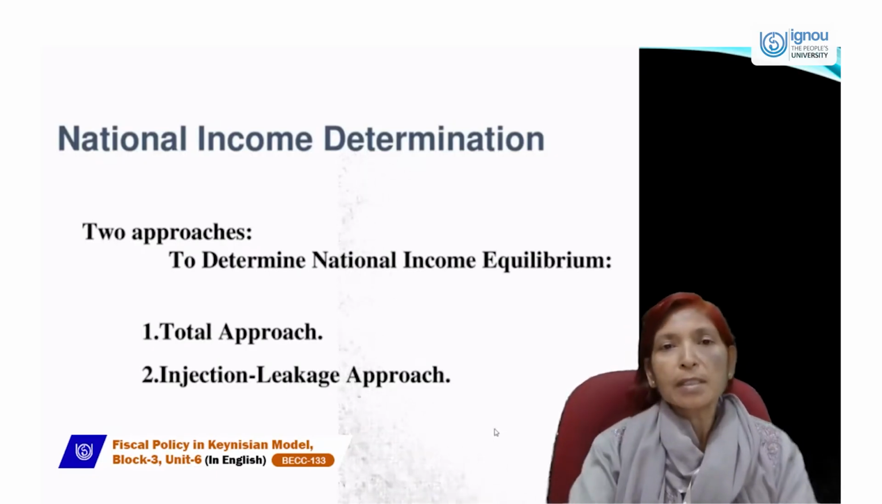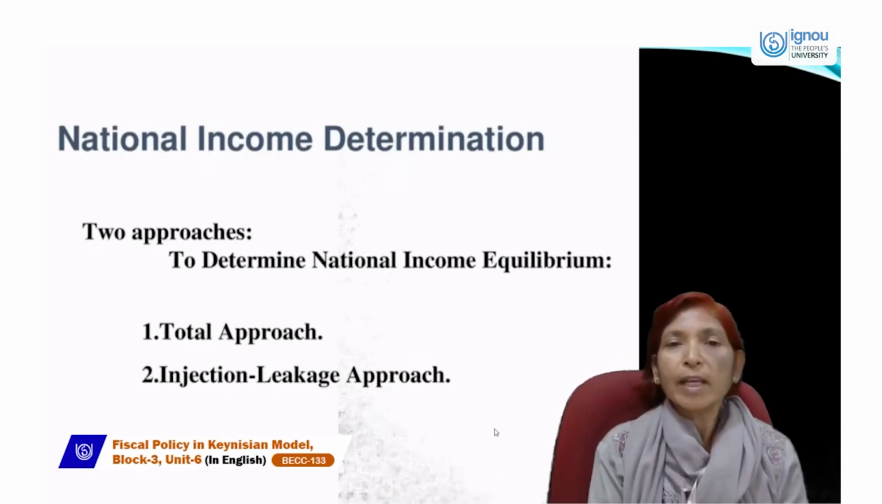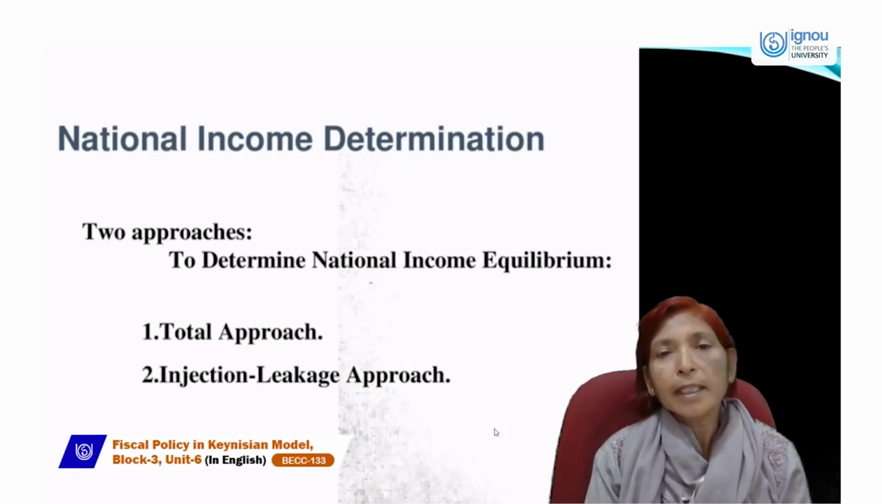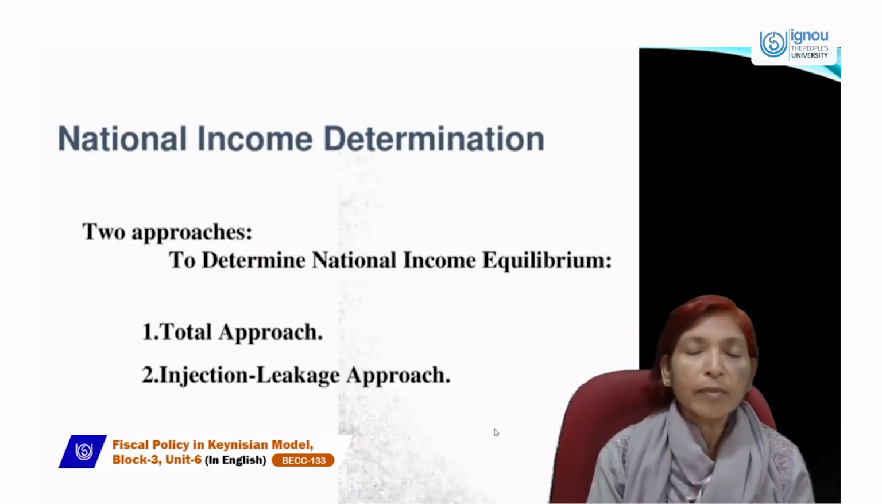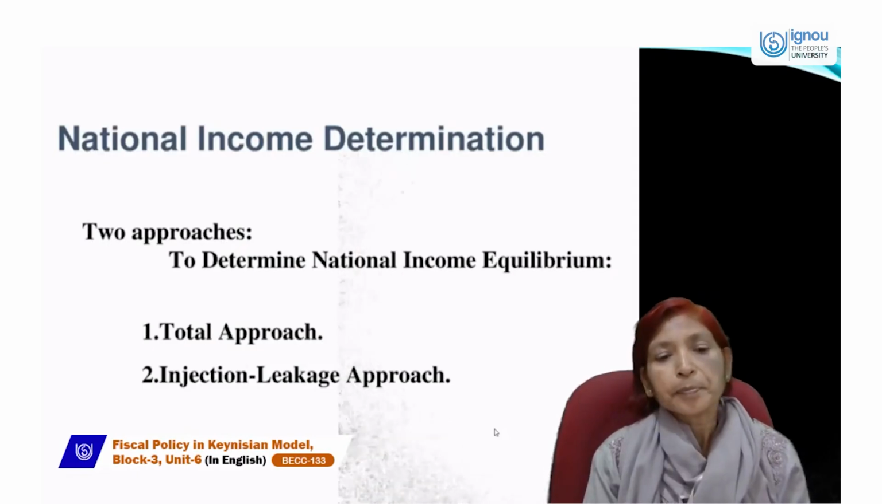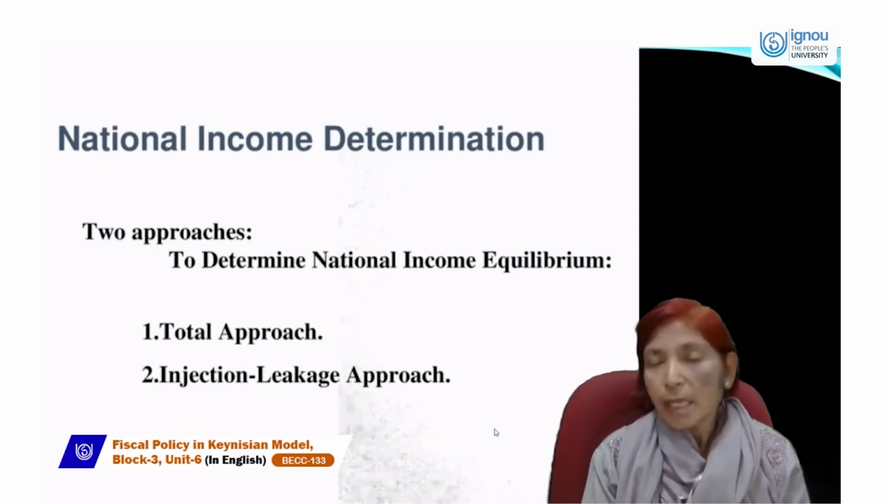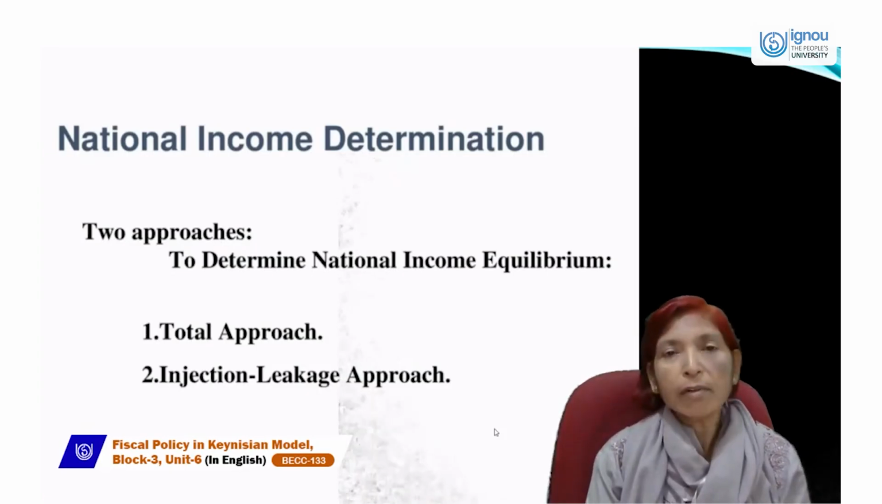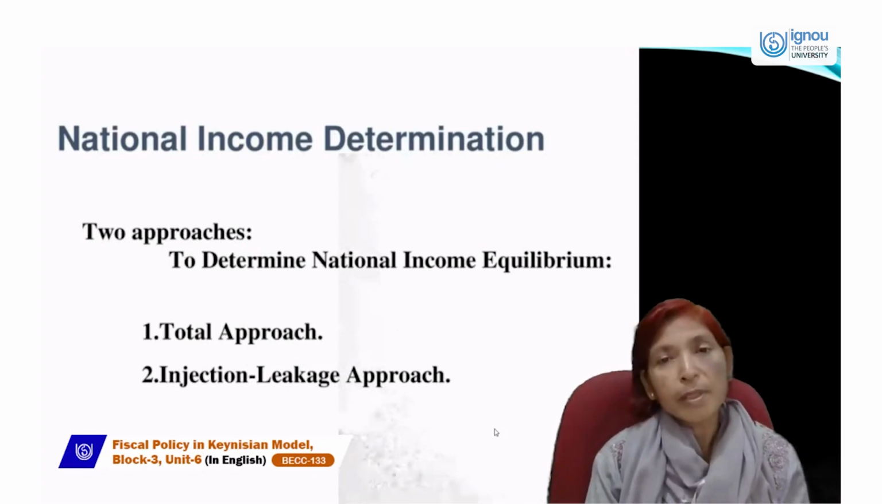And three variables, known as saving, tax, and imports, are known as leakages. These three variables reduce the level of income. Like saving is a leakage because if one person saves money, then it will be good for that individual person.